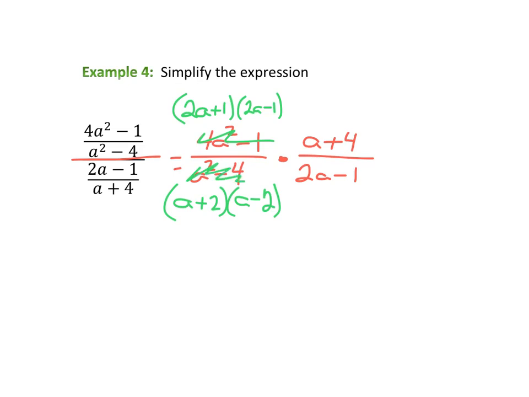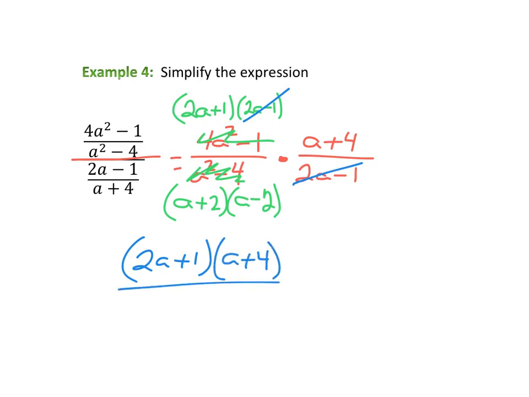Now I just have to cross out what I see on top and bottom, and it looks like only 2a minus 1. That leaves me with not such a nice answer, but 2a plus 1 times a plus 4 over a plus 2 and a minus 2. If you want, you can distribute things out, but there's not actually a point in doing so.